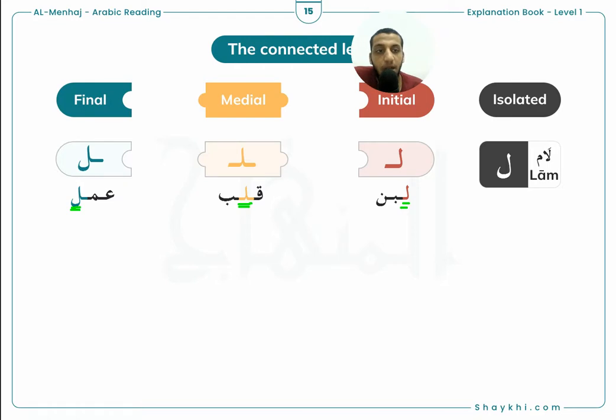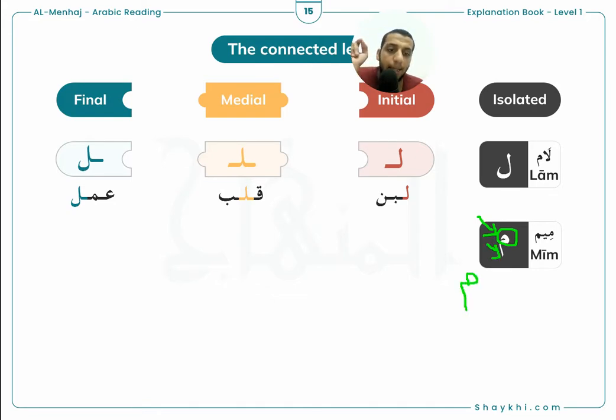Okay, so what about the next letter, which is the letter Meem? This is the isolated form of the letter Meem. As you can see, it has two components. We can say a circle and a line, this circle and this line. For the initial form, we will keep this circle and we will cancel this line. It will be like this.